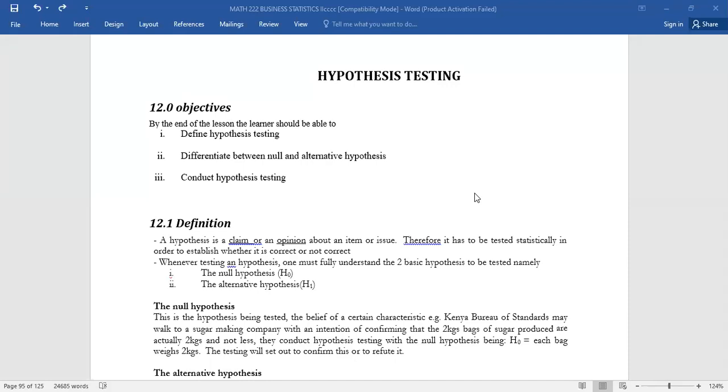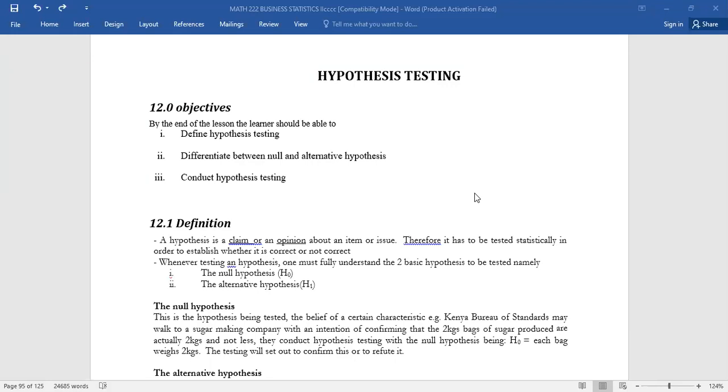We have what we call the null hypothesis, and we have the alternative hypothesis. Once you understand these two, and it is very key because confusion leads to what we call the type 1 and type 2 errors. So when we are talking of the null hypothesis, this is the hypothesis being tested, the belief that the characteristics that will be given are true.